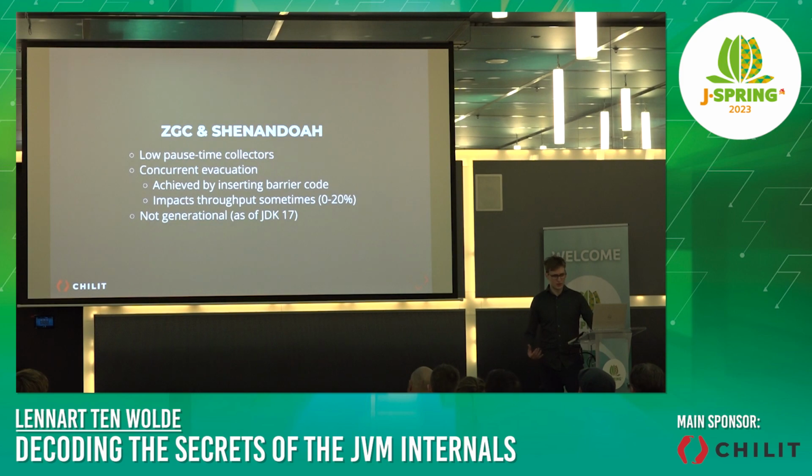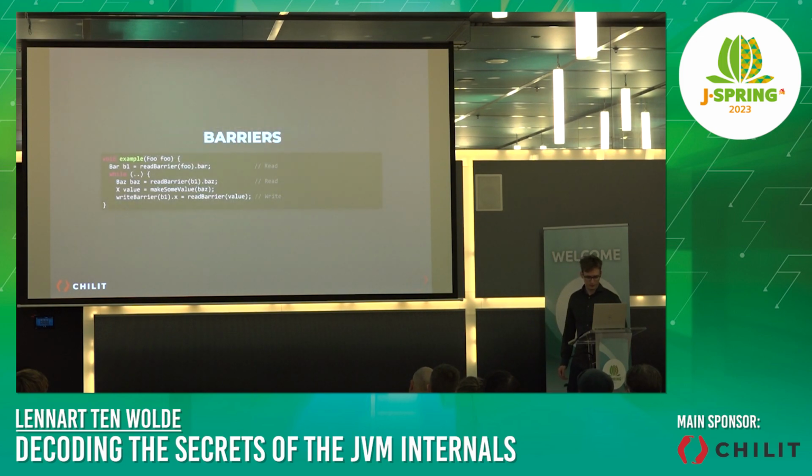A downside, though, is that as of JDK 17, these are not generational. The main impact of that is that the garbage collection takes longer, even though it's running concurrently to your program. So even though your pause times are low, the garbage collection takes long, which means that if your application is allocating a lot of objects, it might not be able to keep up. So with ZGC and Shenandoah, you want to allocate a slightly larger heap so that there's enough headroom.